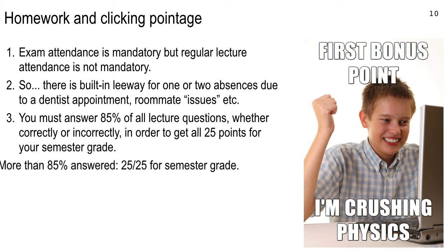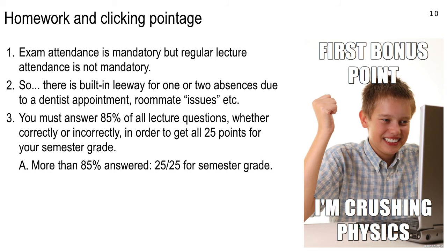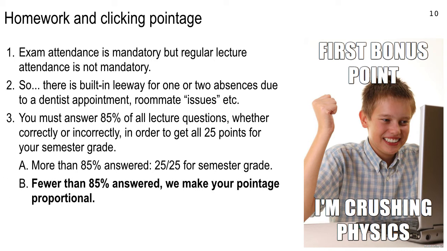So here's how it works. If you have more than 85% answered, then you get 25 out of 25 in your semester grade point total. But if you're fewer than that, then we scale it proportionally. And the way that we do that goes by a proportion that I mentioned in the syllabus.